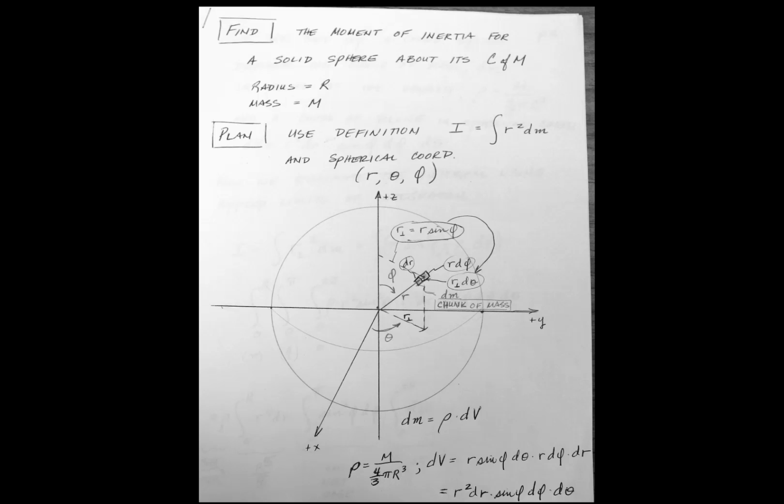And the volume mass density is the total mass, m, divided by the volume of a sphere, which is 4/3 pi r cubed. Now, given those 2 pieces, we'll be able to plug those into the integral and integrate over r as it goes from 0 to the radius of the sphere, so little r as it goes from 0 to the radius of the sphere, capital R. If you sweep out theta from 0 to 2 pi, and phi from just 0 to pi, will cover the whole sphere.